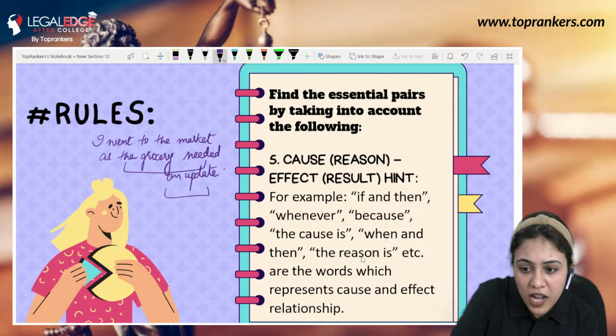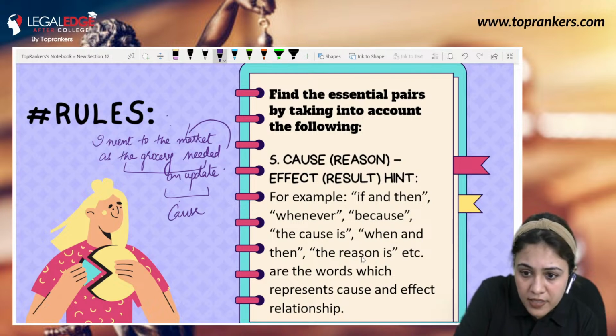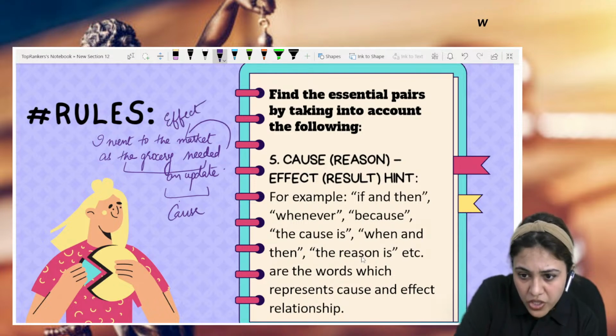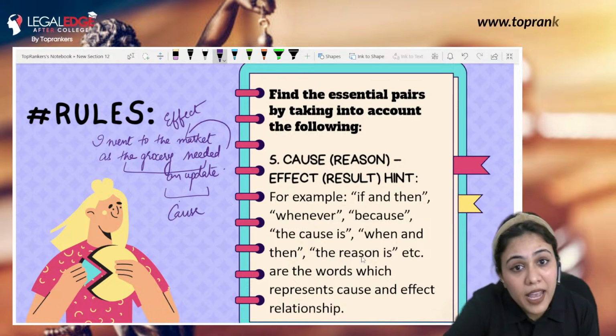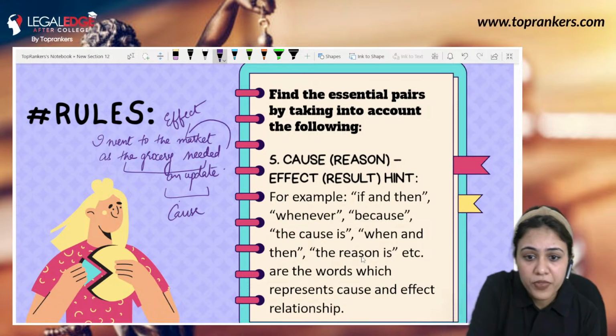इसी की वजह से मुझे कहाँ जाना पड़ा? So this is the cause. And this is the effect. उसके चक्कर में मुझे market जाना पड़ा. So this is again another essential pair.